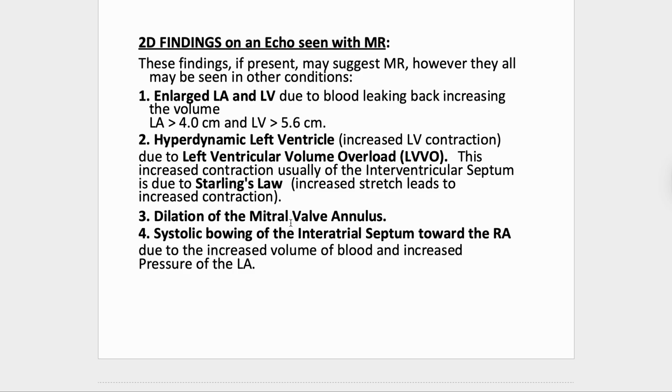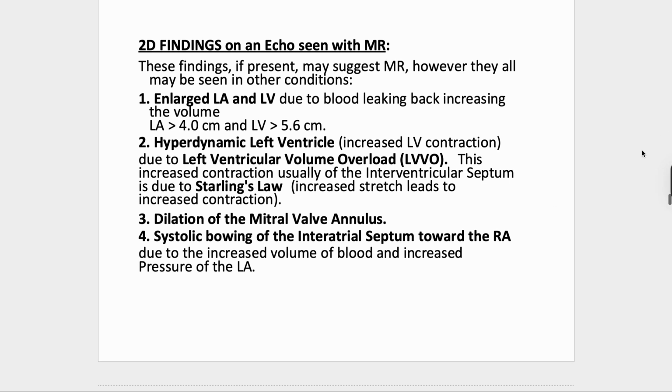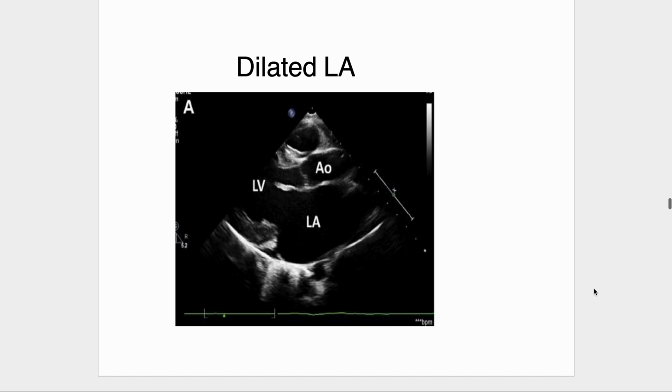Okay, we'll also see dilation of the annulus. As the LV gets bigger and bigger, the annulus is pulling apart, which then leads to more regurgitation. So this is just like a continuous cycle, a negative feedback loop, right? The MR is causing an enlarged LA and LV, and the enlarged LV is causing more regurgitation, which then causes more enlarged LA and LV. It gets worse and worse over time. You'll also see what's called systolic bowing of the interatrial septum towards the RA because the LA is big. So this is what that looks like. I'll show you in a second.